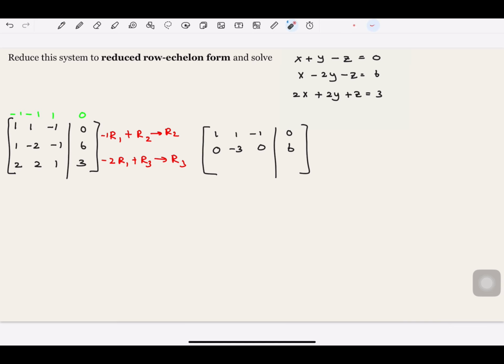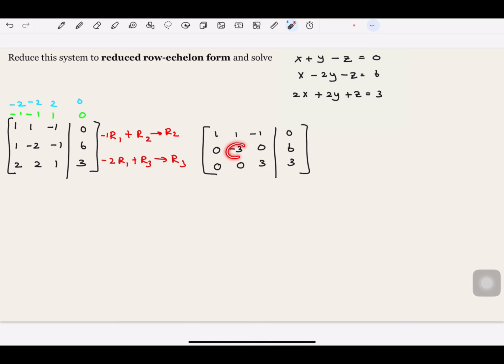Moving on to the third row. To get the third row, you have to multiply the first row by -2. So it's going to be -2, -2, +2, a 0. Let's add the numbers. -2, +2, a 0. Here's 0. -2, 2, a 0 again. And here you'll get a 3. And here you'll get a 3 again. Okay, great. So now we have this form. We have zeros below this diagonal, but let's make these diagonals a 1.